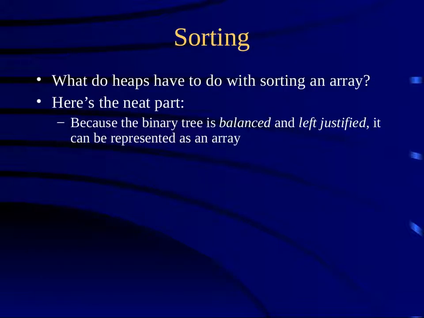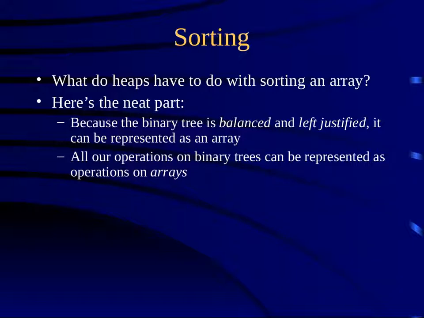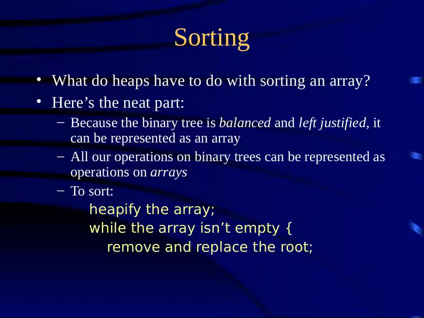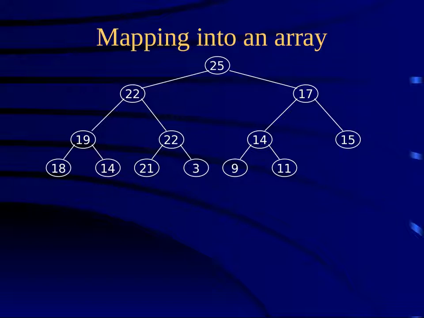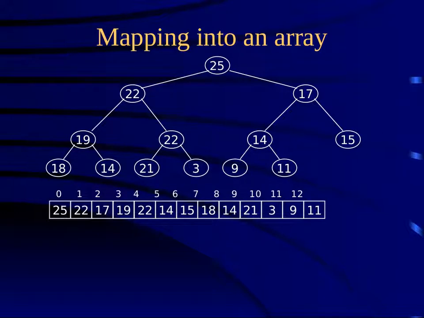Sorting. Hopefully, because the binary tree is balanced and left justified, it can be represented as an array. Here is the whole point of why we're doing things this way. You can now represent this as an array. Our operations on binary trees can be represented as operations on arrays. To sort, you heapify the array. While the array is not empty, remove and replace the root, and reheap the new node. Okay, mapping into an array. That's really the big trick. Heap sort should make some sense once we do all this.